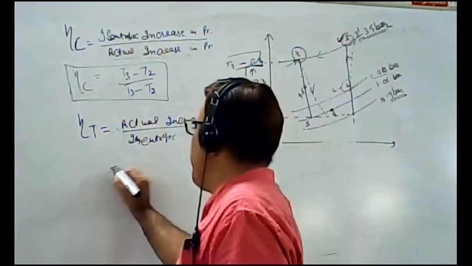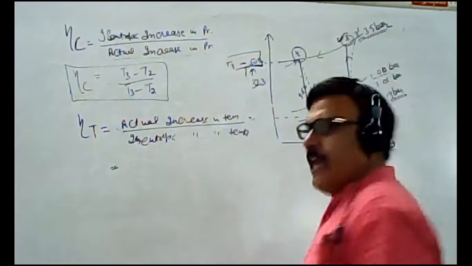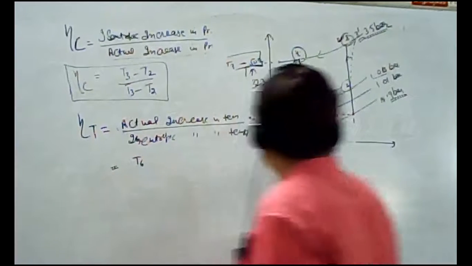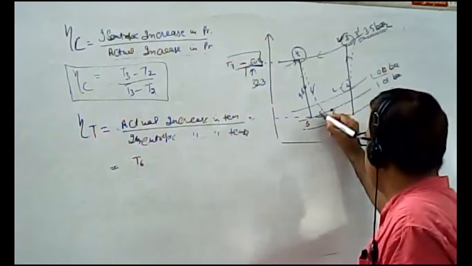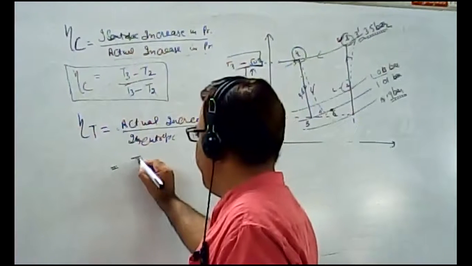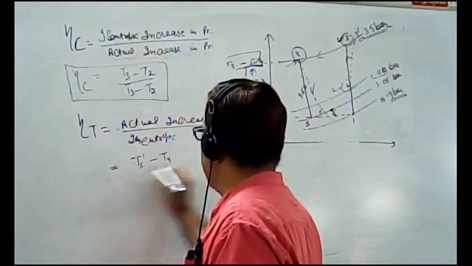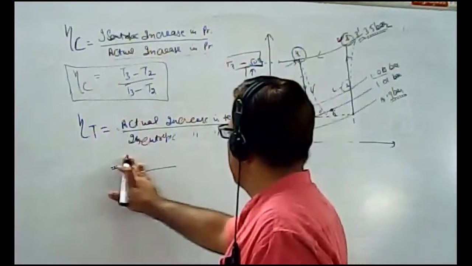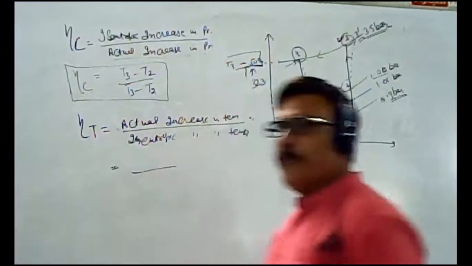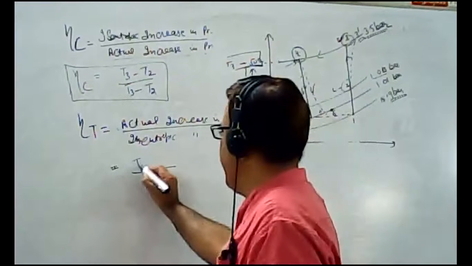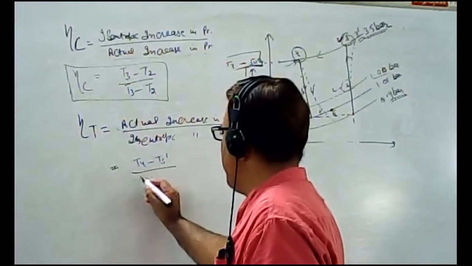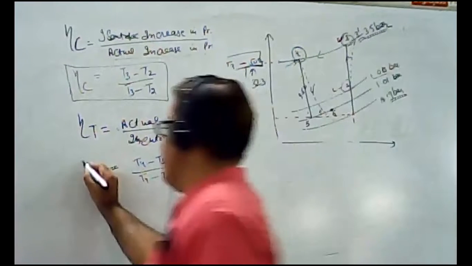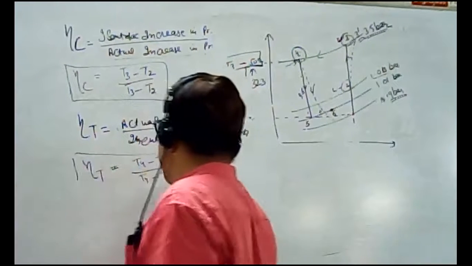So what will be the isentropic expansion? Actual expansion. Tell me T6, T4. This is the T5 dash, not T6. This is the T5 dash minus T4 divided by... T4 is the temperature, the bigger one. So here you can write T4 minus T5 dash over T4 minus T5. So this is the efficiency of your turbine.